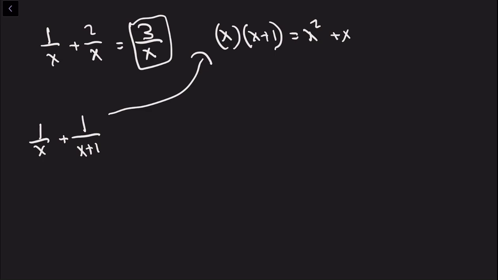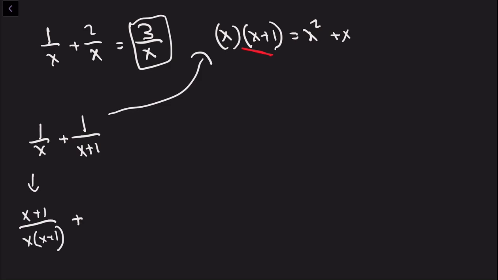I just have to figure out how to get there. In my first term, I have an x in the denominator already. Well, what did I do with that x back up here? I multiplied it by x plus 1. So that's what I'm going to do here. I'm going to multiply the top and the bottom by x plus 1. So if I multiply the top by x plus 1, I'll just get x plus 1. And then the bottom, I'll get my x times x plus 1.